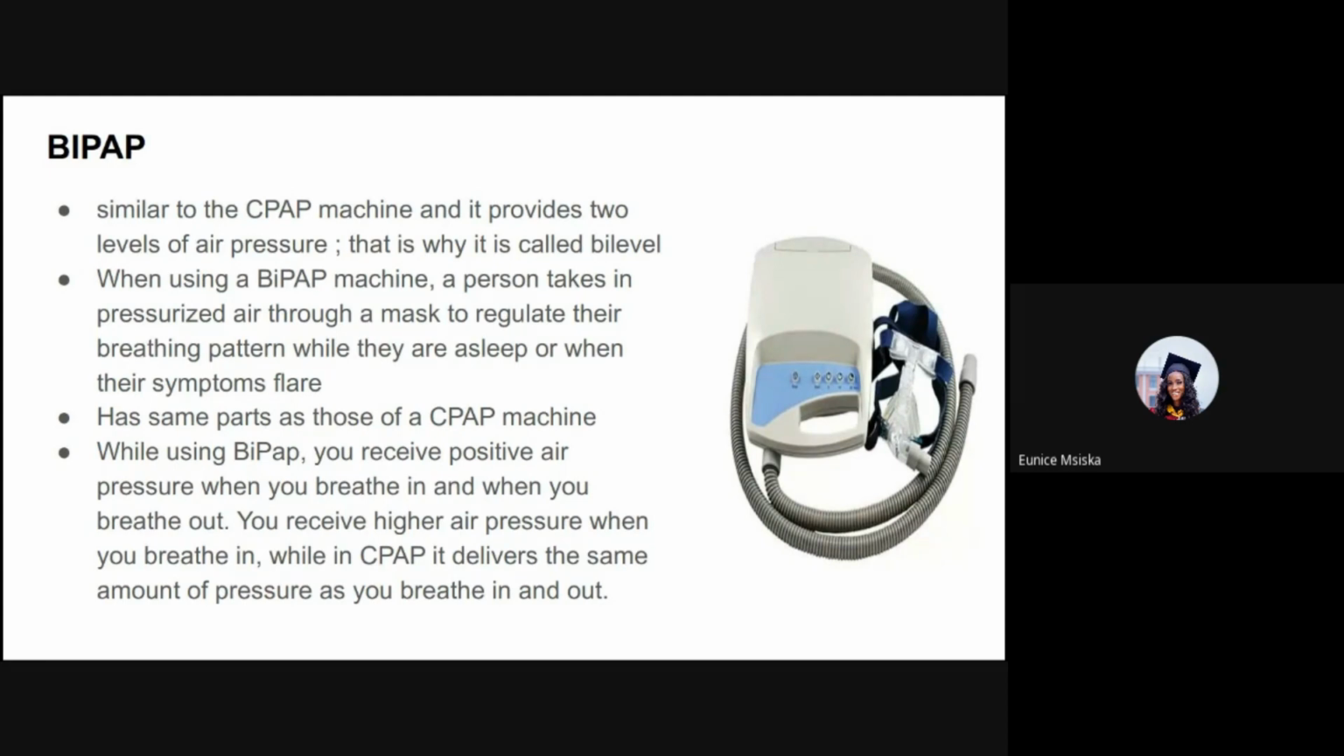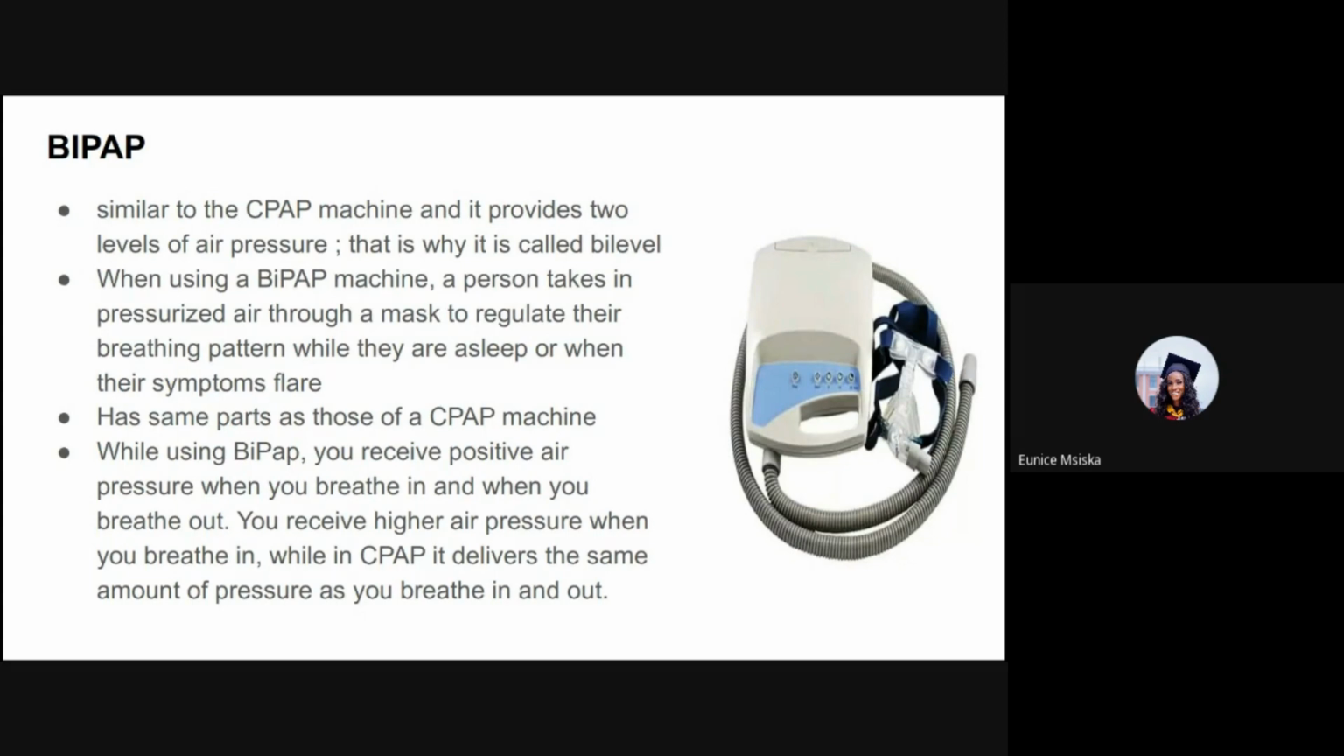So when using a BiPAP machine, a person takes in pressurized air through a mask to regulate their breathing pattern while they are asleep or when their symptoms flare. And this machine has the same parts as those of a CPAP machine. So it has the machine itself that has the motor, the filter, the chamber that has water, and also the tubing and the mask.